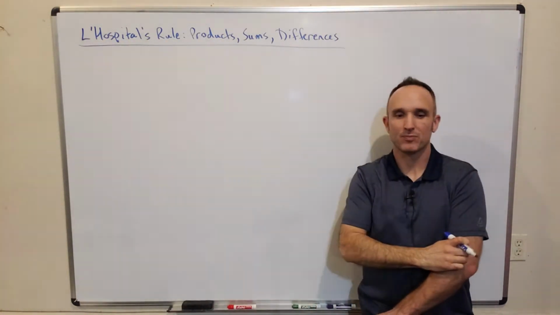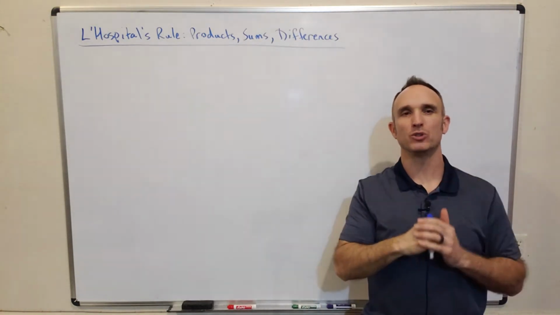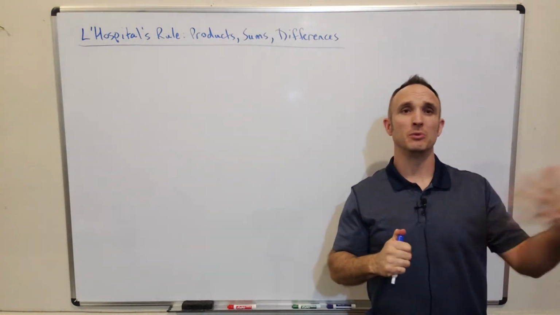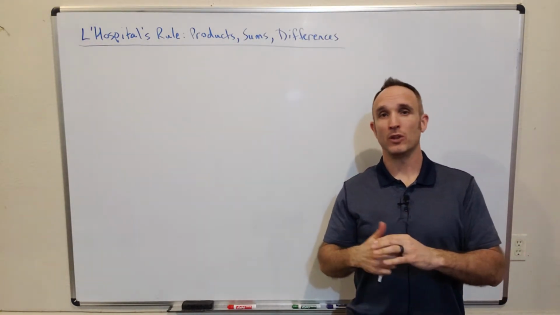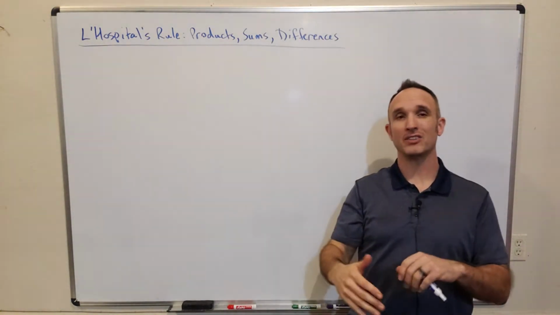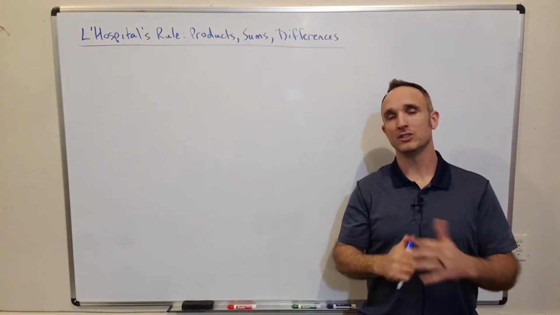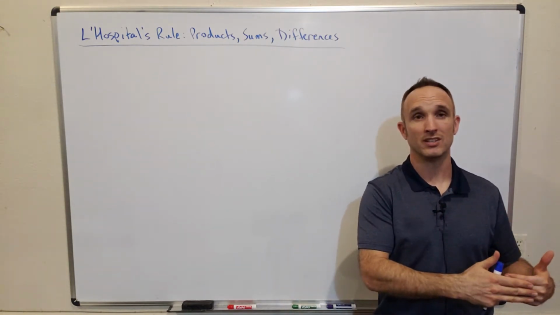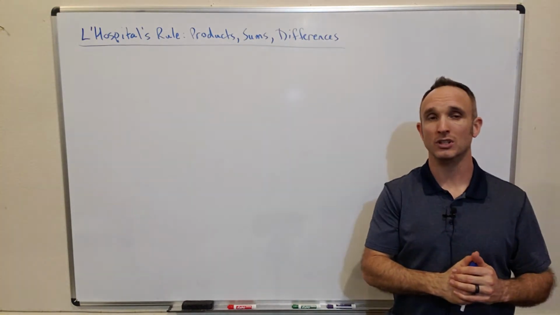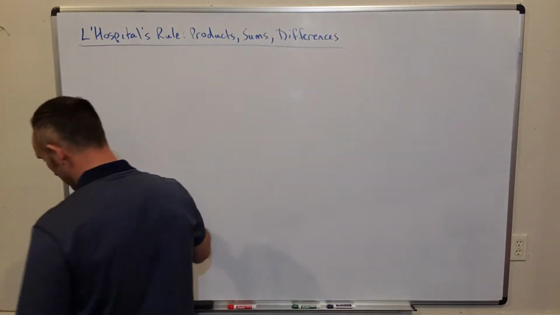Okay, so if you recall, the standard L'Hopital's rule applies to a ratio or quotient of two functions whose limit results in an indeterminate form. Whether we have a product, sum, or difference, we still have to have an indeterminate form in order to use L'Hopital's. And the goal is going to be to convert the product, sum, or difference into a quotient to apply L'Hopital's rule as we know it. So let's begin with an example.